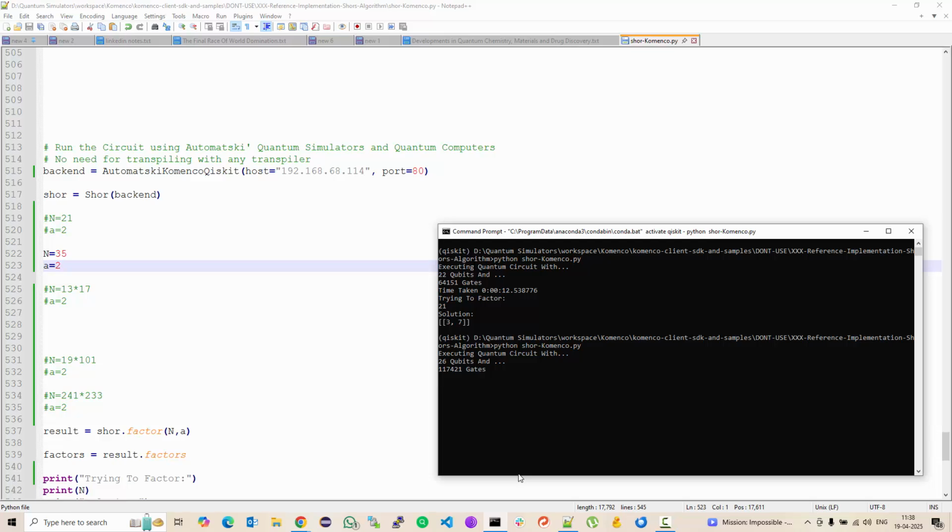And for this, we are using 26 qubits and 117,421 gates. Give it a couple of seconds. It should, yeah, and the number we're trying to factor is 35. It took 14.34 seconds. And the solution is 5 and 7 here. This was 3 and 7. And this is 5 and 7. 7 fives are 35. 3 sevens are 21. So that's our solution.